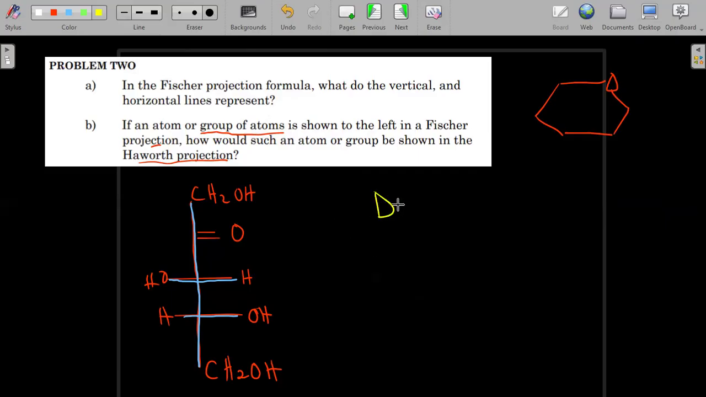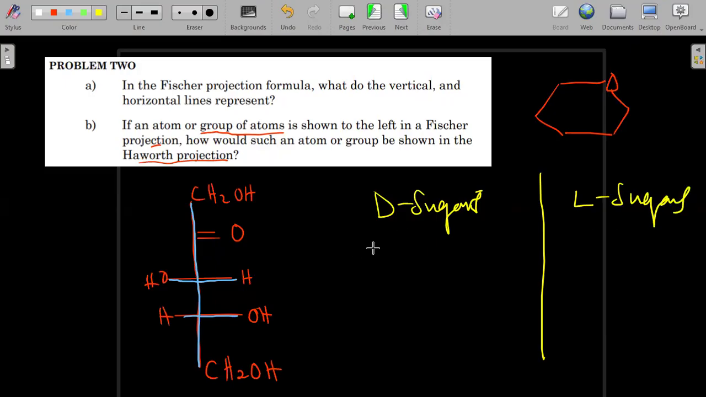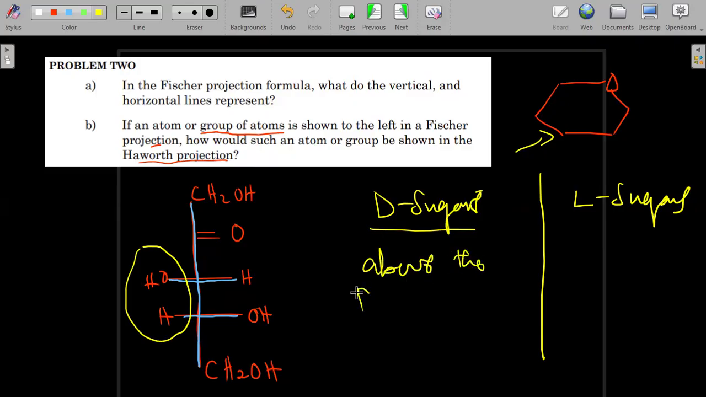So if you have D sugars, the representation of those atoms on the left is going to be different from when you have L sugars. So if you have D sugars in the Fischer projection like that, the atoms that are represented on the left here, when you draw them in the ring, that is a D sugar, they are going to be above the plane, or above in the ring.